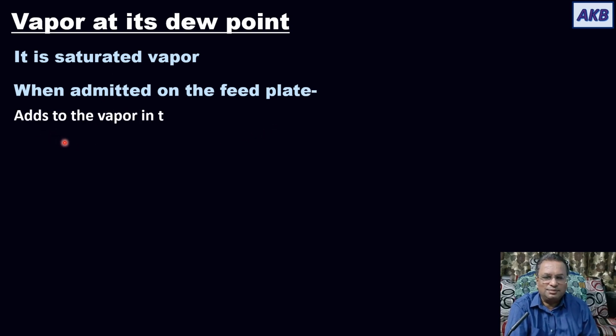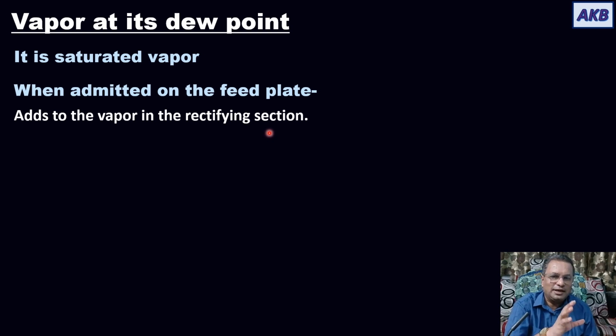Because now it is just vapor, all the vapor will be getting added to the vapor in the rectifying section. When you have vapor at its dew point, it is entirely vapor. There is no liquid part in it. So all of the vapor will be going and getting added to the vapor that is there in the rectifying section. Okay. So you can easily show the schematic.